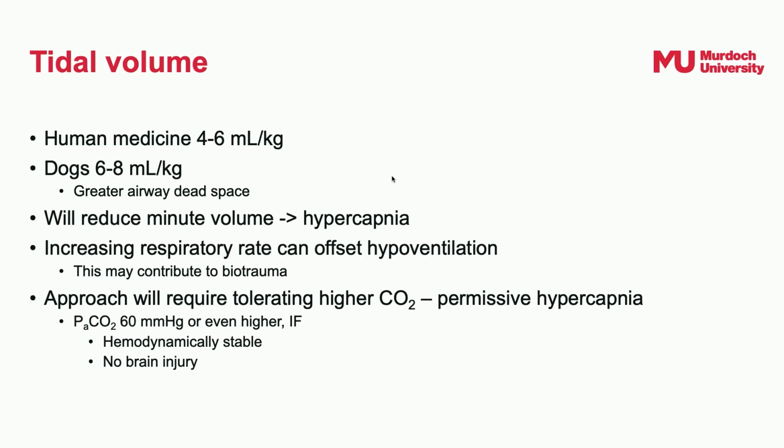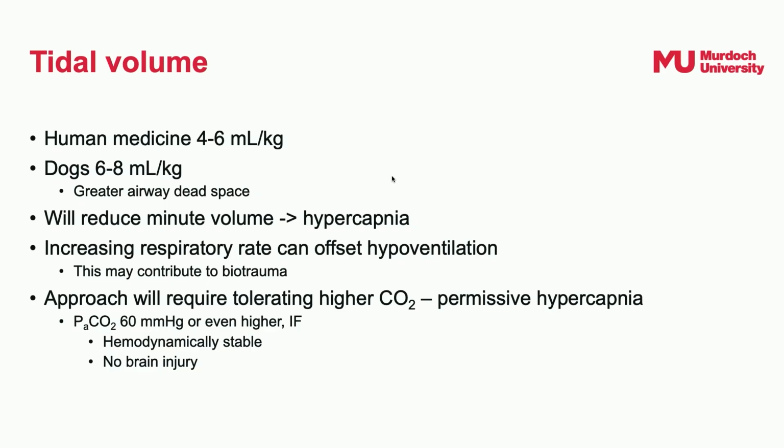So when I'm doing lung protective ventilation in a dog or a cat, I'm generally more aiming for somewhere in the 6 to 8 mil per kilo range to be able to achieve acceptable levels of CO2. We still allow some hypercapnia, the permissive hypercapnia, but we just need to have a bit more of a tidal volume to be able to overcome the greater airway dead space that our species have.